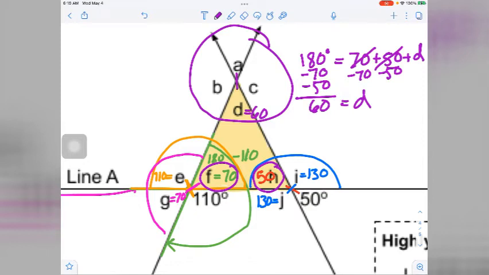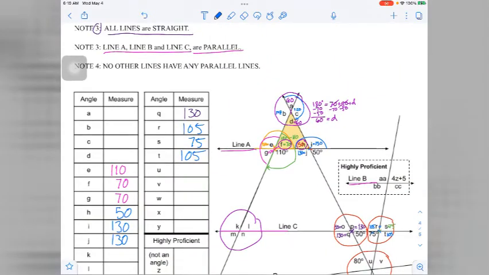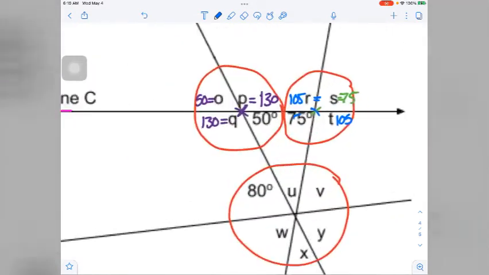And if that's true, then I use my vertical angle knowledge to figure out that A is also 60. And then to figure out B and C, I use my supplementary angle understanding. So 60 plus 120 makes 180, and so B and C have to be 120. So I can write that in here: 60, 60, 120, 120, and then D is 60. So there, I'm done with that one.